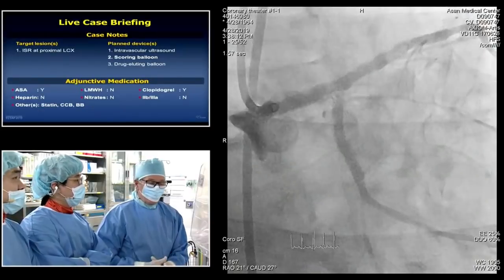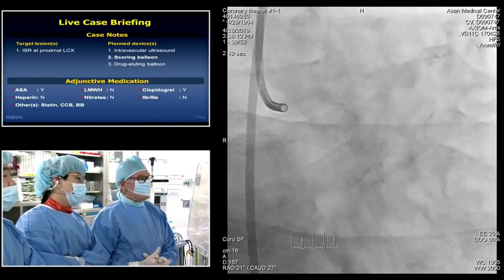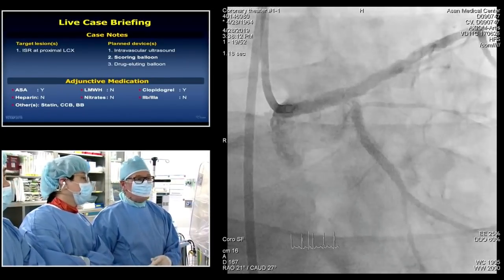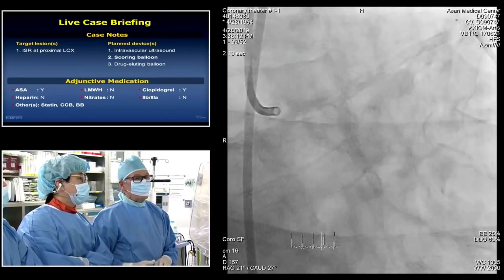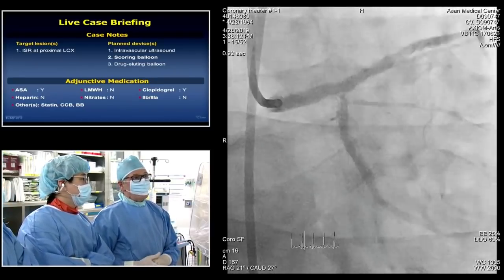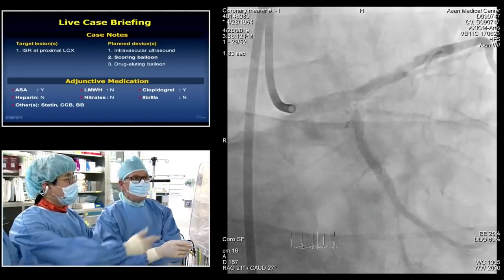Okay, that's all. So I think you have a very interesting case. A 61-year-old diabetic patient. He had a previous PCI 2 years ago with a crush technique on the left main, and now he's coming back with restenosis. So maybe we can show the first angiogram.